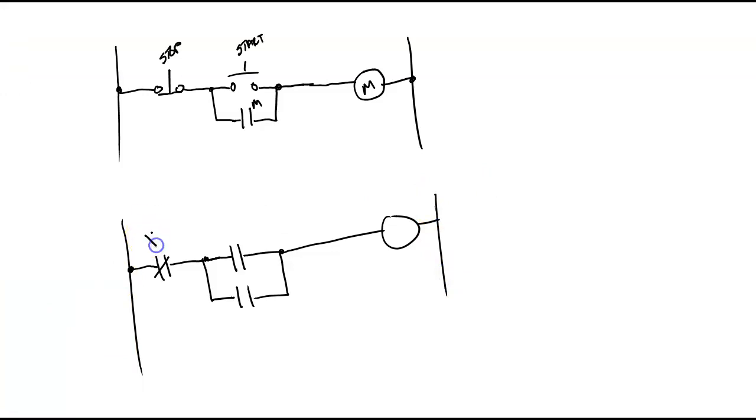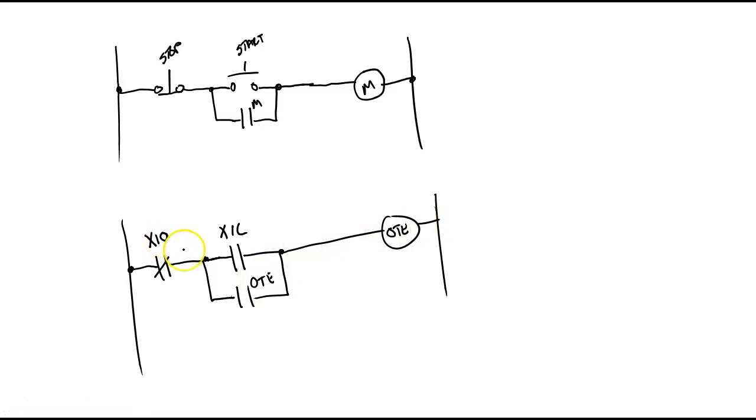So this is an examine if open. This is an examine if closed. Then if I call this, this is the output energized. And of course, this would be the same thing for that one. Okay.